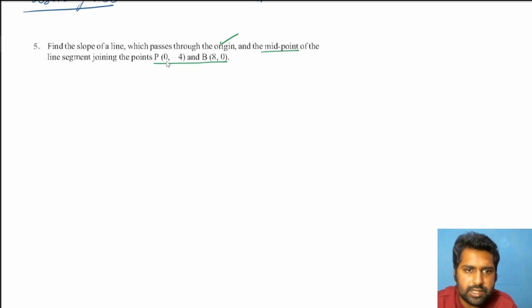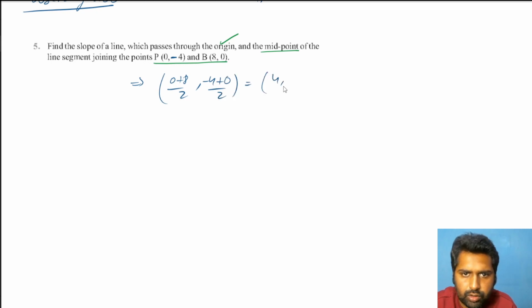Okay, so these are the 2 points. We have to calculate the midpoint. How do we calculate the midpoint? This is negative. Okay, so add the x coordinates, divide by 2. So 0 plus 8 divided by 2. Add the y coordinates, minus 4 plus 0 divided by 2. That's 4 comma minus 2. Now we have the point. This is the midpoint, and we have the origin 0 comma 0.